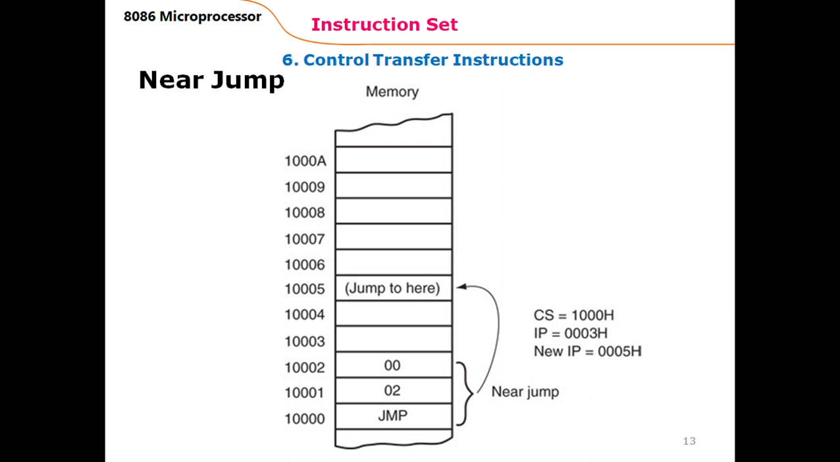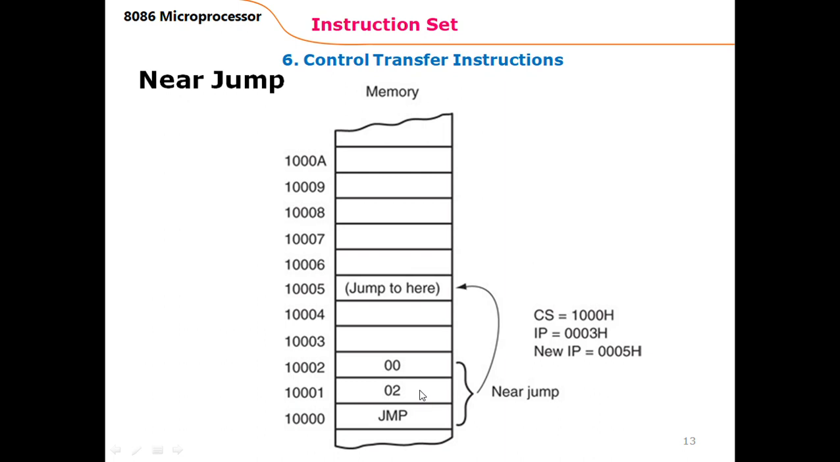Here we have a very simple example. Let's assume that these 3 addresses store a near jump instruction, and the mnemonic of the near jump is the same as the short jump, JMP, but in the actual memory a different opcode, E9, would be stored, and that is sufficient for the microprocessor to interpret it as a near jump. This opcode is followed by a 2-byte signed displacement, this is the low byte and this is the high byte of that displacement. So the value of this displacement is 0002.